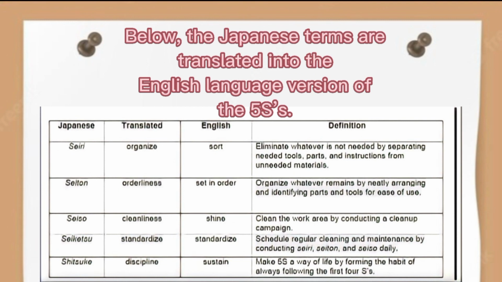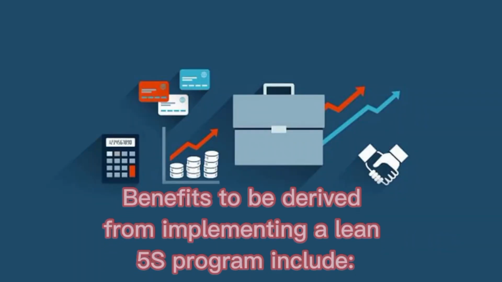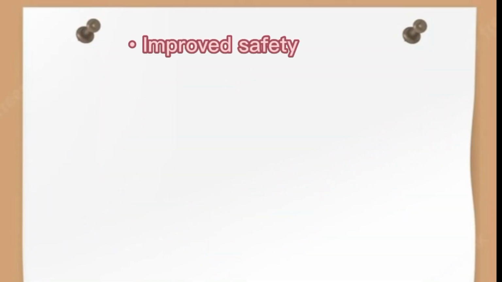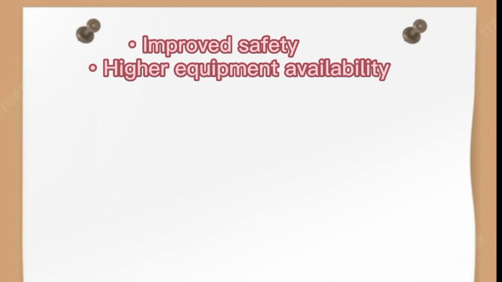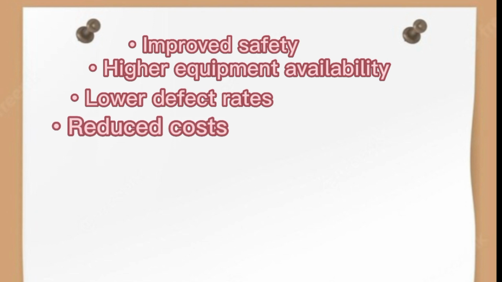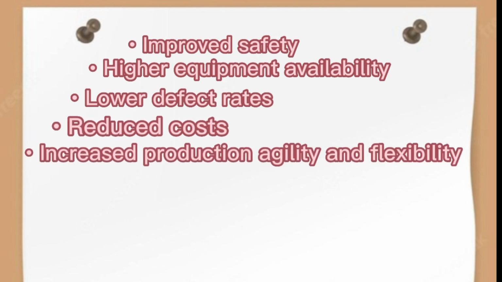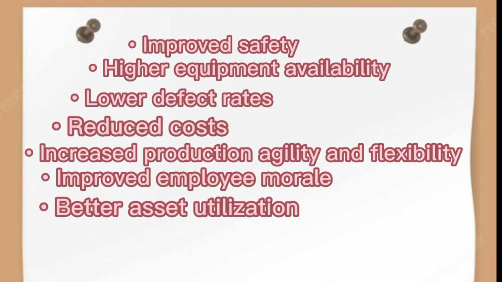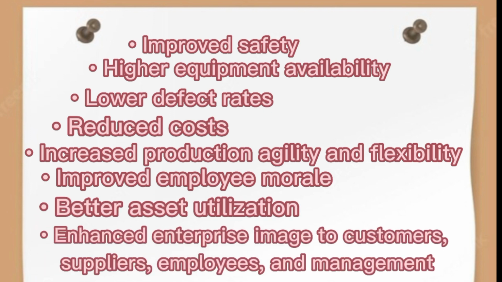The benefits to be derived from implementing a Lean 5S program include improved safety, higher equipment availability, lower defect rates, reduced cost, increased production agility and flexibility, improved employee morale, better asset utilization, and enhanced enterprise image to customers, suppliers, employees, and management.